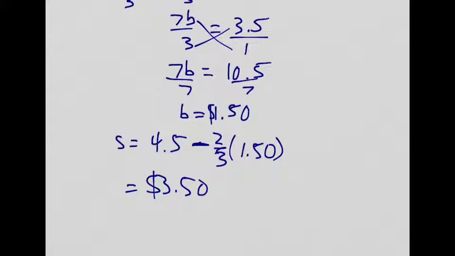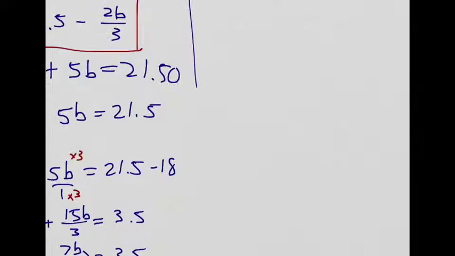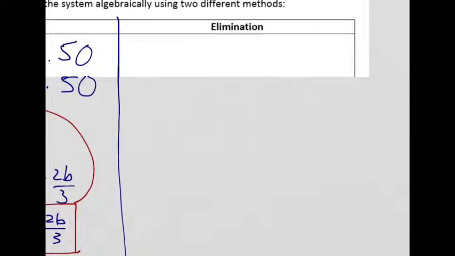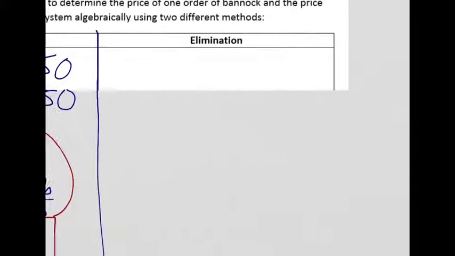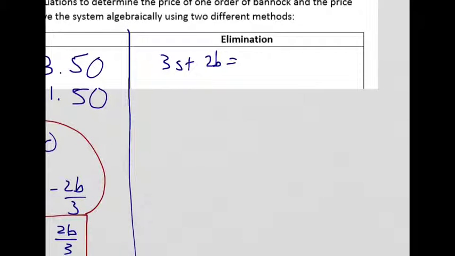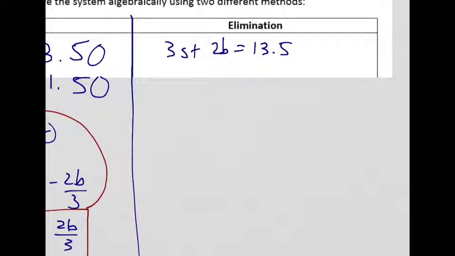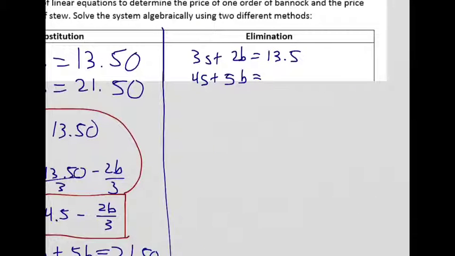Is it the best method? No. Now for elimination. Okay, so same system: 3S plus 2B equals 13.5, and 4S plus 5B equals 21.5. Solve it on your own. Raise your hand when you get to the end. You should know what the end looks like, because we just found the answer.